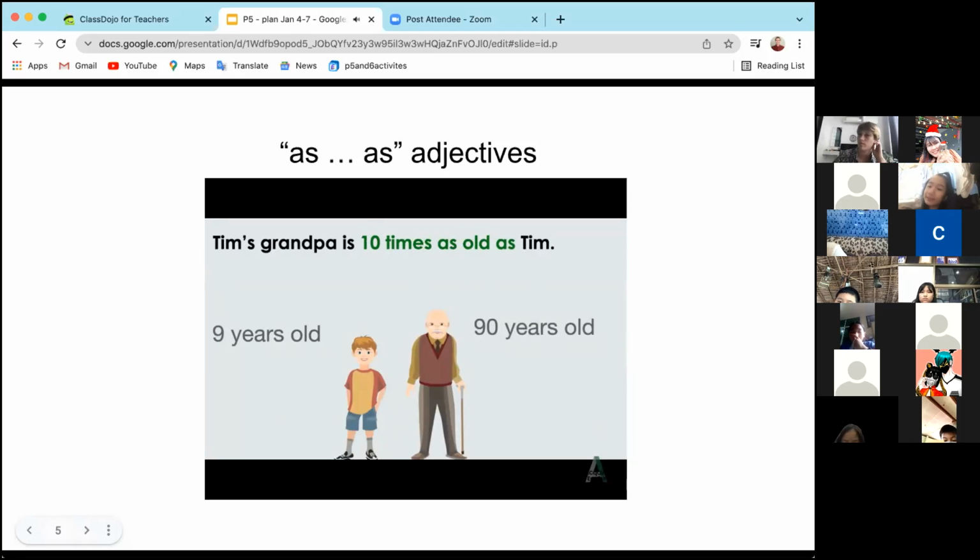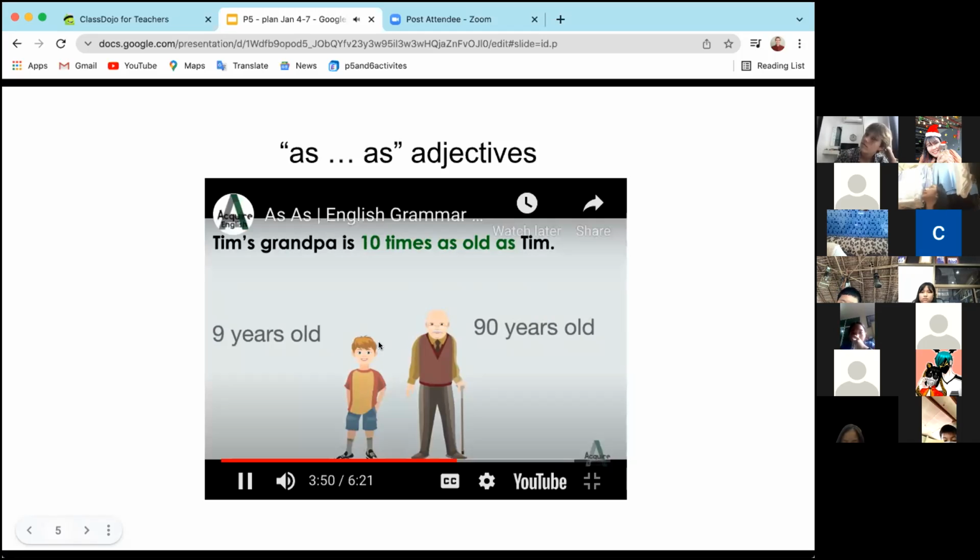Tim's grandpa is 10 times as old as Tim. Because 9 times 10 is 90. They're not the same age. Tim's grandpa is 10 times as old as Tim.